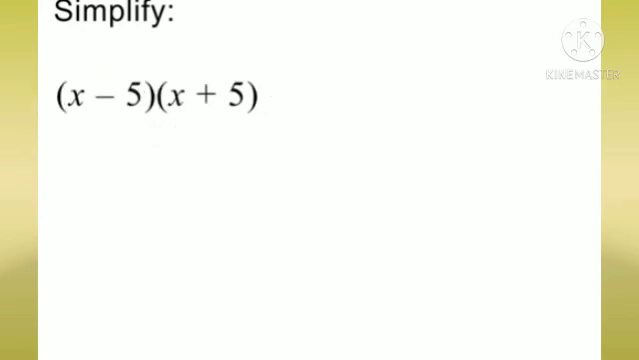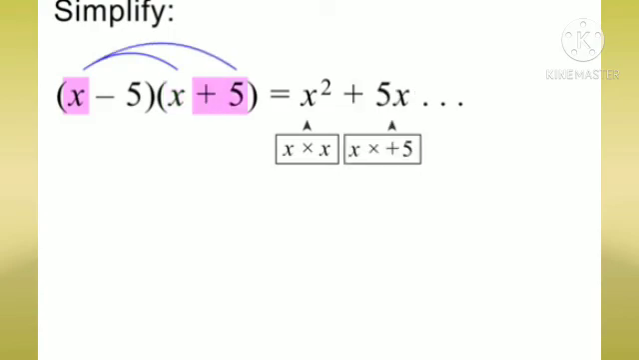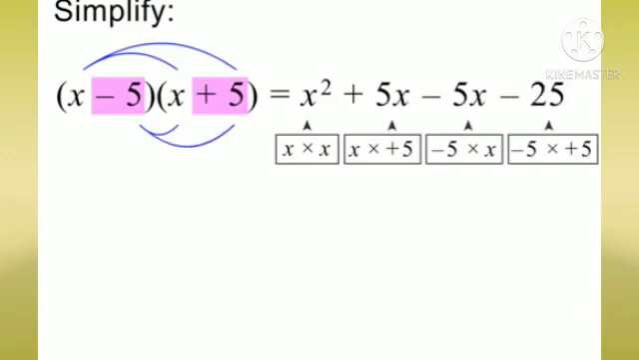In the next example, we have two identical brackets with opposite signs. We again use FOIL. X times x equals x squared. Next, we multiply the outer terms. X times plus 5 equals plus 5x. And then the inner terms. Minus 5 times x equals minus 5x. And then the last terms. Minus 5 times plus 5 equals minus 25.